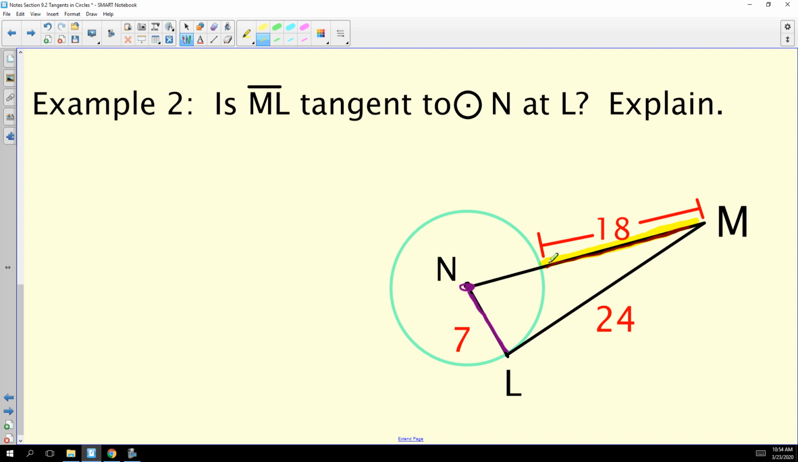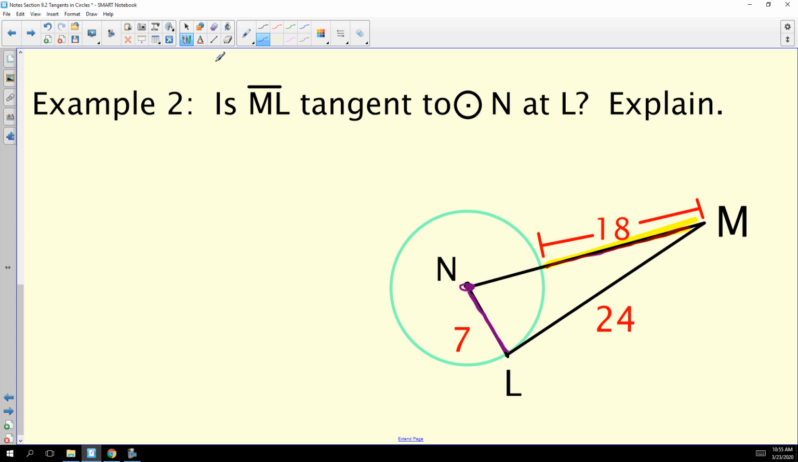So we want to think about how we can find out if there's a right angle at point L to say that segment ML is tangent to it, right? If that's the case, then it would have to be perpendicular, which means there should be a right angle. So what else do you see besides a circle? You also see a triangle, triangle MNL. If triangle MNL is a right triangle with a right angle at point L, then we could potentially say that it's a tangent line.